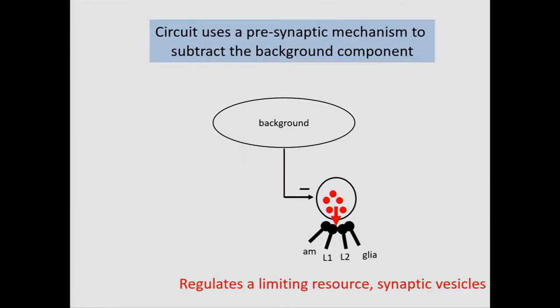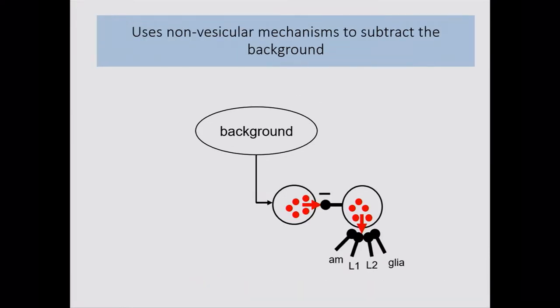A third thing that we discovered is that the circuit chooses a very precise location at which to subtract away the presynaptic signal. It subtracts it away from the photoreceptor terminal just before vesicle release. And that means that it's regulating a limiting resource, which is the number of synaptic vesicles that are available there. If it was to act here, then you would have to use many more synaptic vesicles to carry this signal, and then you would subtract away a lot of the signal carried by those synaptic vesicles, the background component, and that seems rather wasteful. So this all seems rather arcane, but it'll make sense in a minute.